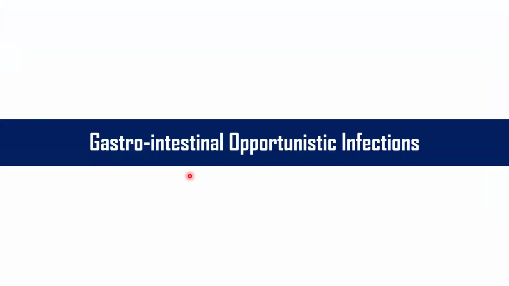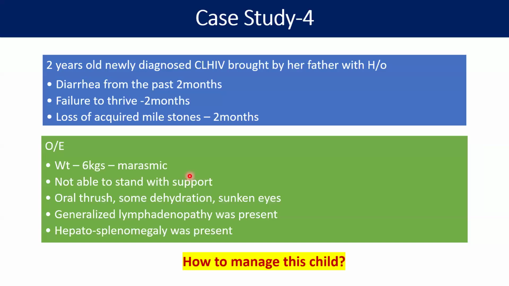The last syndrome is gastrointestinal opportunistic infections, where in this case we have a 2-year-old newly diagnosed CLHIV with history of diarrhea from last 2 months. Remember, diarrhea of 2 months, failure to thrive, and loss of acquired milestones of 2 months. Child is just weighing 6 kgs. We expect a 2-year-old child to weigh around 10 to 12 kgs.